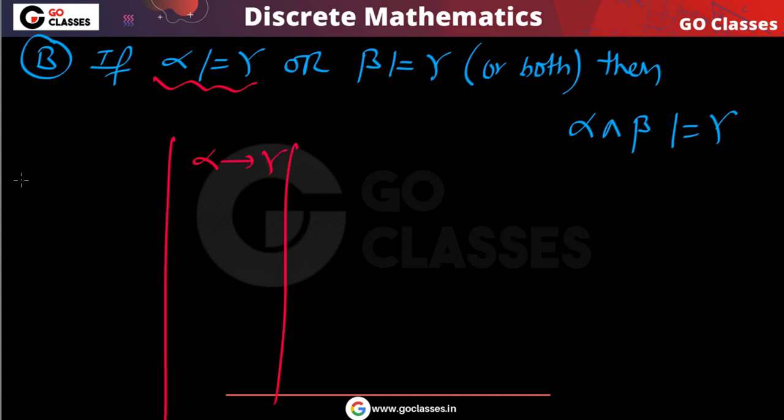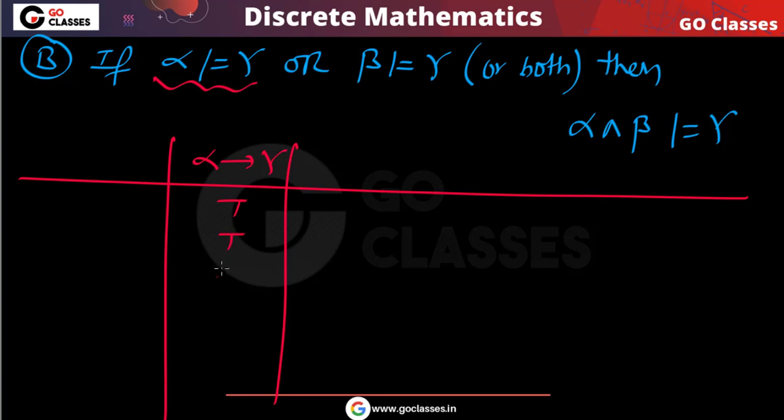Okay, so this is basically tautology. Alpha implies gamma, it simply means that this is tautology. Beta implies gamma, or alpha implies gamma or beta implies gamma, so at least one of them holds. Okay, so let's assume alpha implies gamma. We don't know about beta implies gamma or not, because the question is saying alpha implies gamma or beta implies gamma or both.